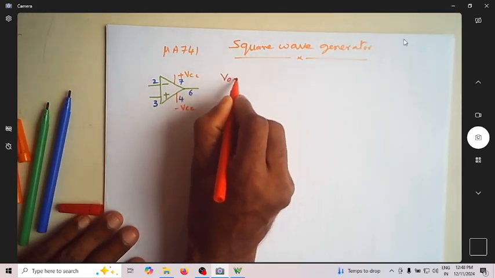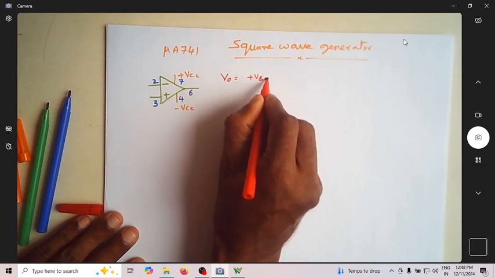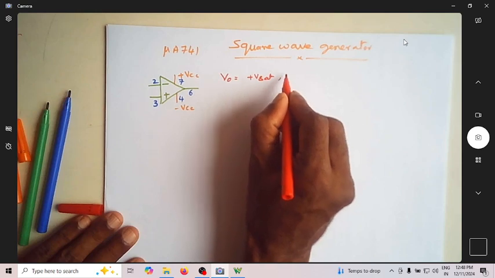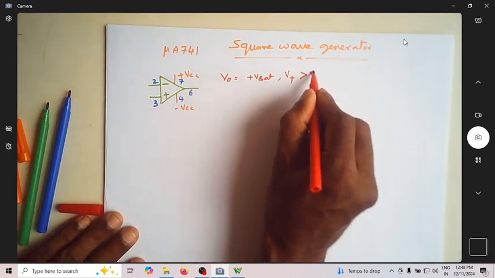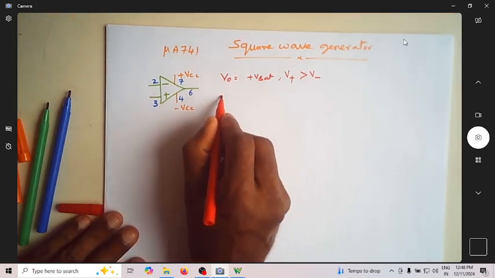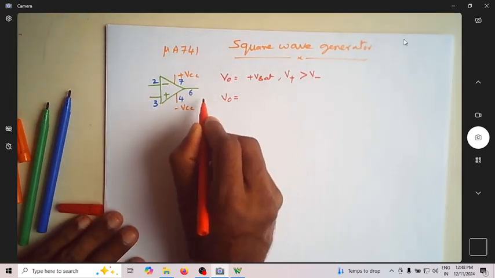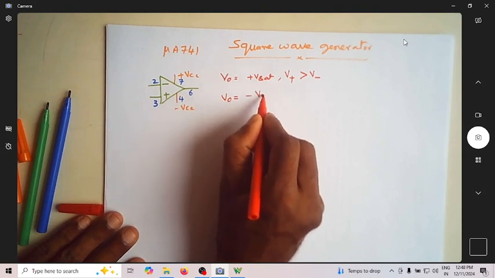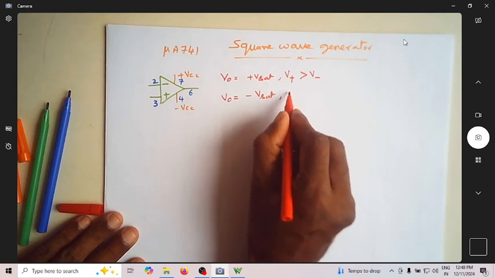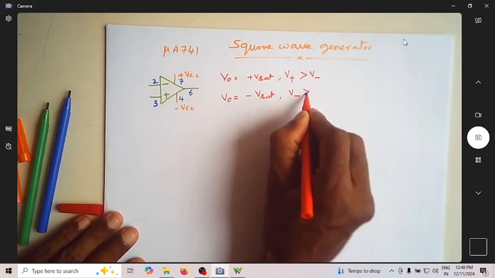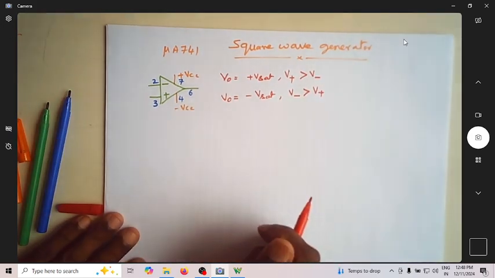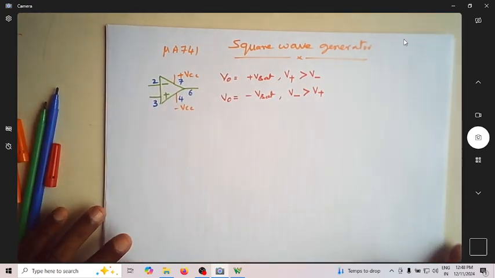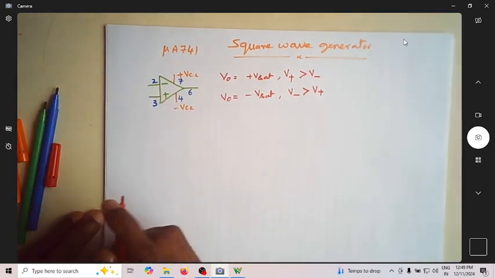V naught will be plus Vsat, the plus saturation voltage, if the voltage at the non-inverting terminal, which is pin number 3 here, is greater than the voltage at the inverting terminal. And the output voltage at pin number 6, V naught, will be minus saturation voltage when the voltage at the inverting terminal is more than the voltage at the non-inverting terminal. So this is the basic we should know in order to understand this square wave generation.